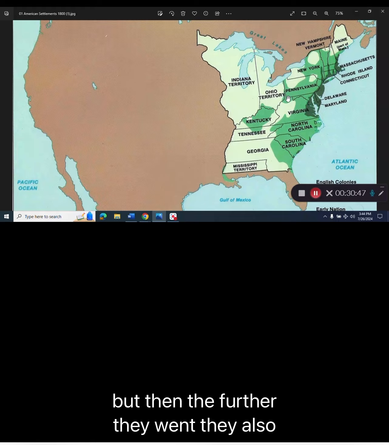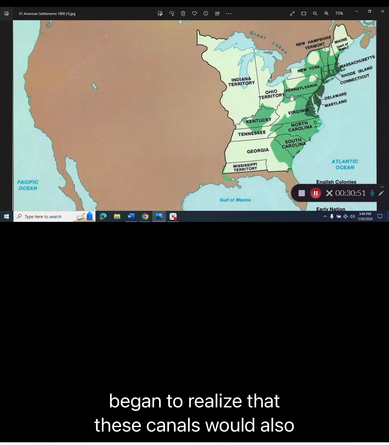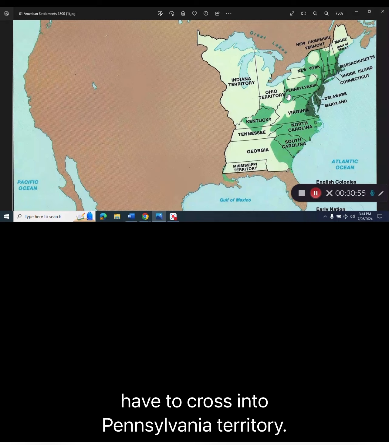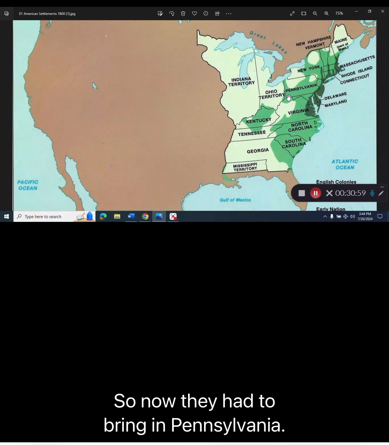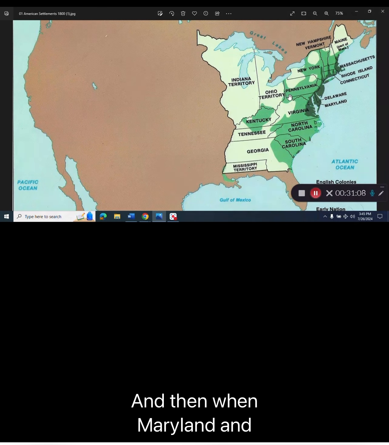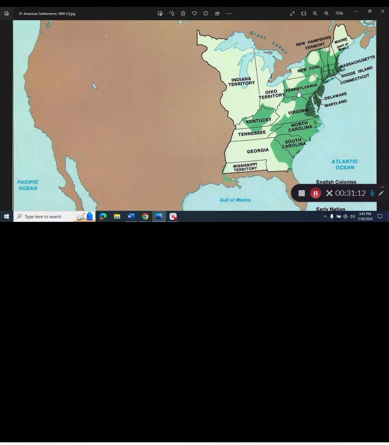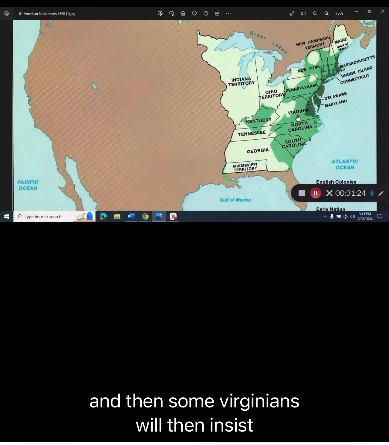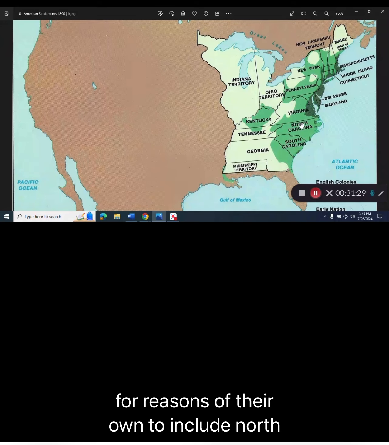But then the further they went, they also began to realize that these canals would also have to cross into Pennsylvania territory. So now they had to bring in Pennsylvania. And then when Maryland and Virginia approached Pennsylvania, they said they wanted New Jersey to be involved as well. And then some Virginians will then insist, for reasons of their own, to include North Carolina.